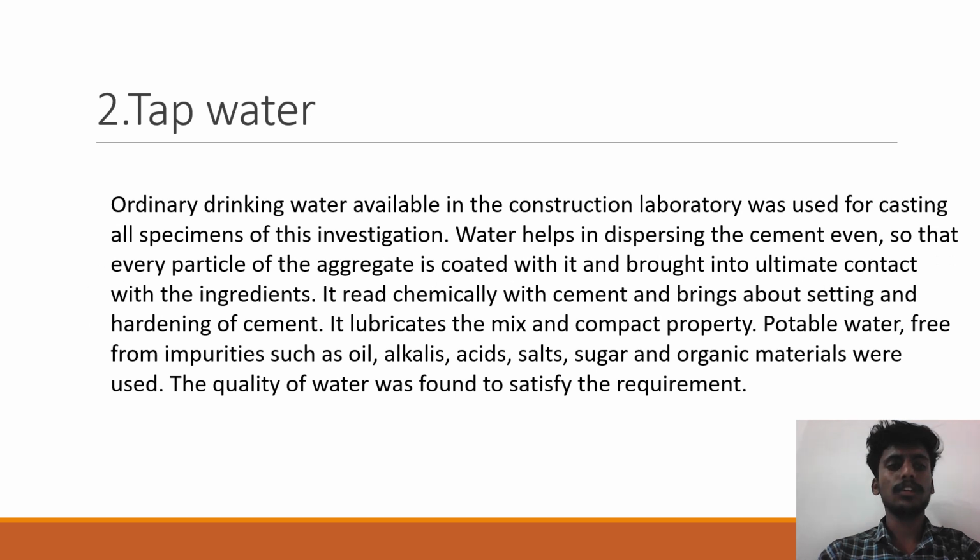Next slide, tap water. Ordinary drinking water available in the construction laboratory was used for casting all specimens in the investigation. Water is used to disperse the cement so that every particle of the aggregate is coated and brought into contact with the ingredients. It reacts chemically with the cement and brings about the setting and hardening of the cement. It lubricates the mix. Potable water free from impurities such as oil, alkalis, acids, salts, sugar and organic materials was used. The quality of water was found to satisfy the requirements.